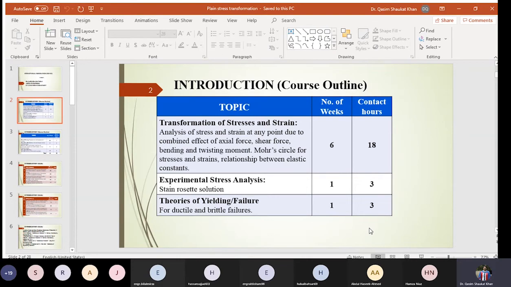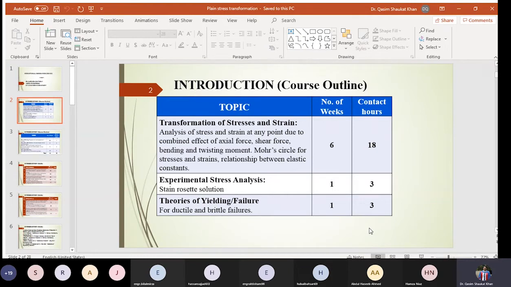Basically, how we will proceed is that first we will start from the three-dimensional element. From the three-dimensional element, we will proceed towards the two-dimensional element. In the two-dimensional element, we will first find the normal stresses and shear stresses over the element. Then from there, we will proceed towards the computation of the transformed normal and shear stresses, principal stresses, maximum in-plane shear stresses, and the orientation of the principal planes and shear planes.